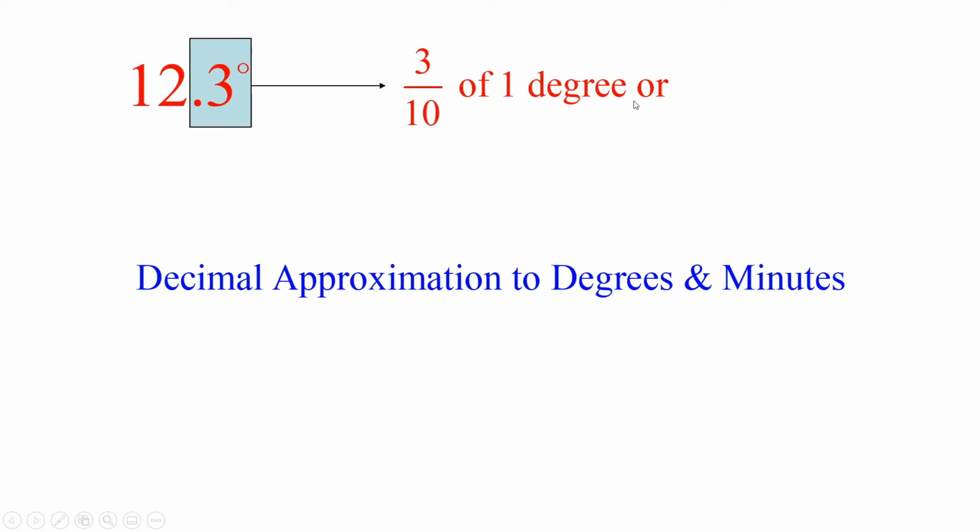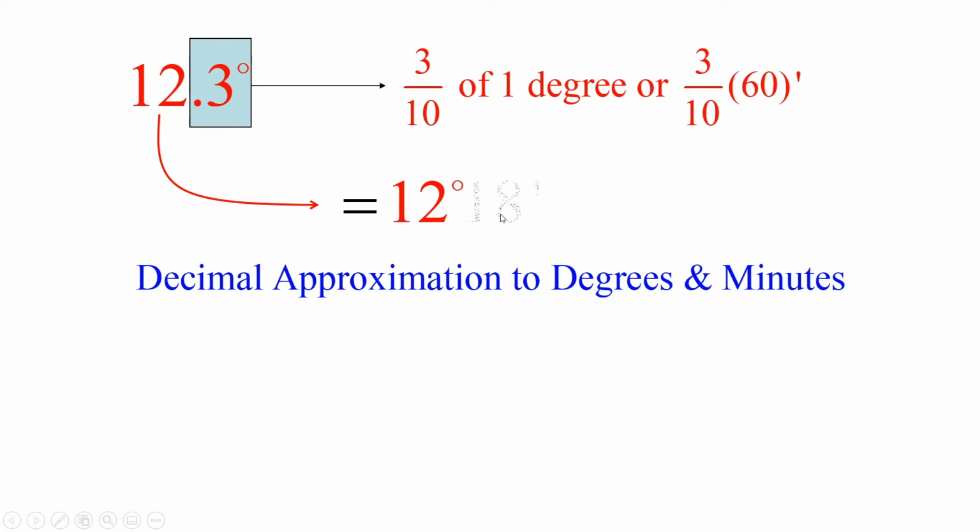3/10 of 1 degree, or 0.3 or 3/10 of, and how many minutes are in 1 degree? 60. All right, so what is 12.3 degrees then? Well, it would be 12 degrees. And then what's 3/10 of 60? Well, 10 goes into 60 six times, and 6 times 3 is 18. So that would be 12 degrees and 18 minutes.